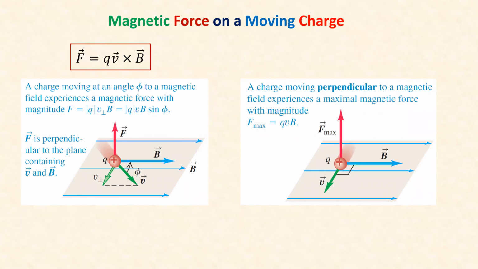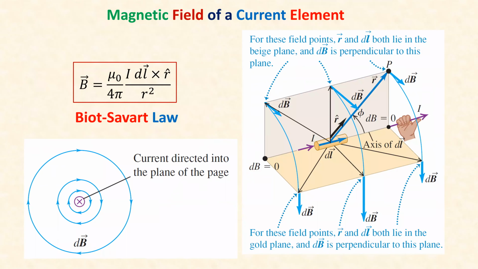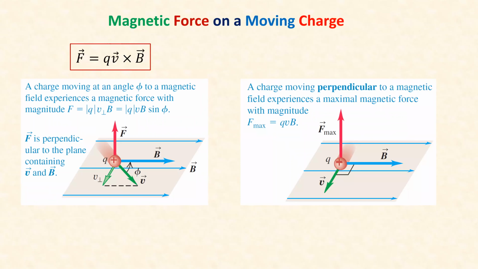That was the subject of chapter 29, but now we come back to chapter 28, which talks about the effect of a magnetic field that already exists. We don't care how the magnetic field was created. It was created by some moving charges or current densities or current distribution. And now the magnetic field exists. It's here.